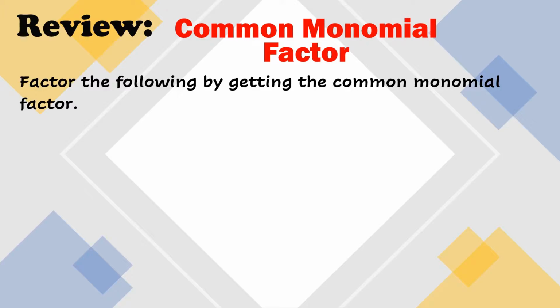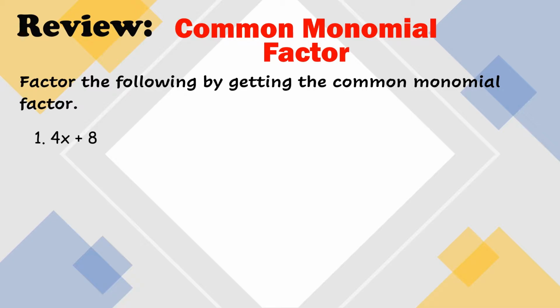Before we proceed with the topic, let's first have a review of the factorings that we're going to use in our lesson. First is the common monomial factor. Factor the following by getting the common monomial factor. The common monomial factor is the greatest common monomial factor between the terms of the given expression.